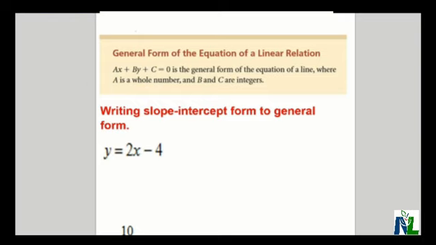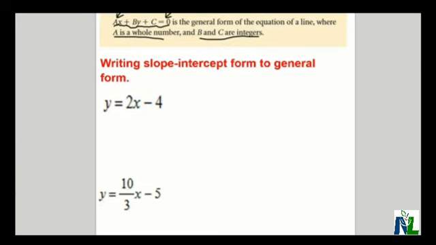Now we're looking at general form, where it's ax plus by plus c is equal to 0, where a is a whole number and b and c are integers. So the very important points about this form of the equation are, one, it has to equal 0, and two, this a has to be a whole number. So let's look at examples.